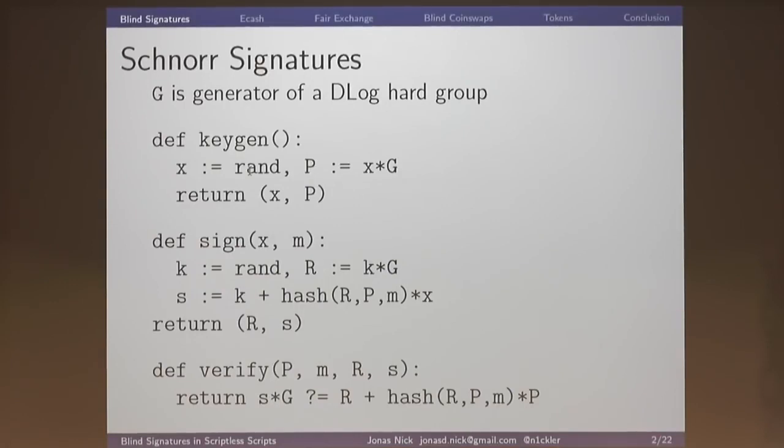The point, of course, is that if you don't know the discrete logarithm of the public key, in this case x, then you're not able to create a signature such that this verification algorithm would return true.